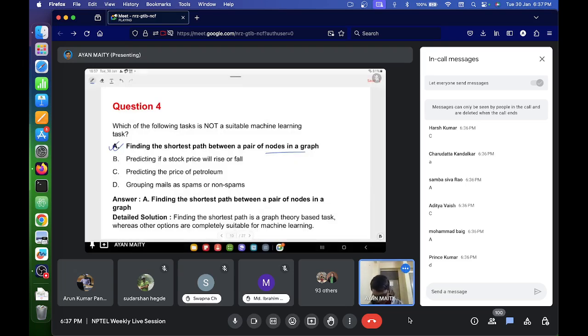But the other 3 problems are suitable for machine learning, like predicting whether a stock price will rise or fall. We can create a machine learning model using a training data set. Predicting the price of petroleum, again based on the historical price of petroleum, a machine learning model can be trained for this task. Grouping mails as spams or non-spams can also be done using machine learning. So B, C, D are suitable machine learning tasks, but the first option, finding the shortest path between a pair of nodes in a graph, is not a suitable machine learning task.